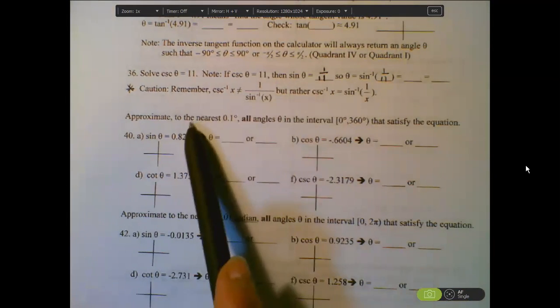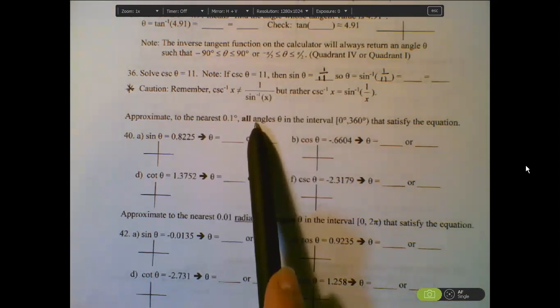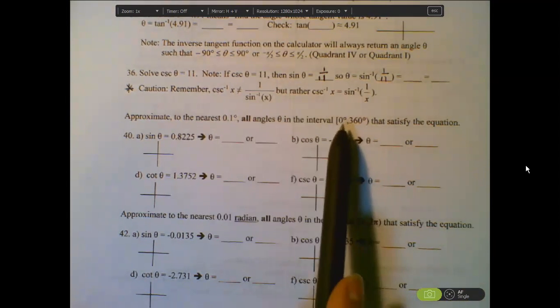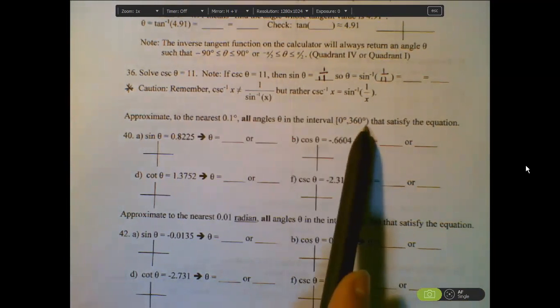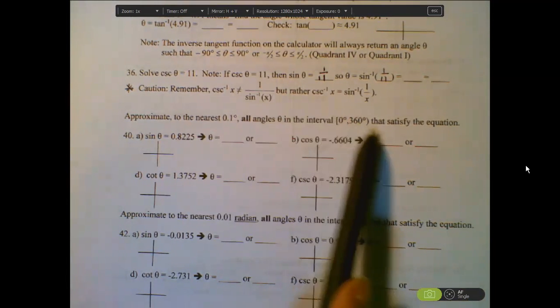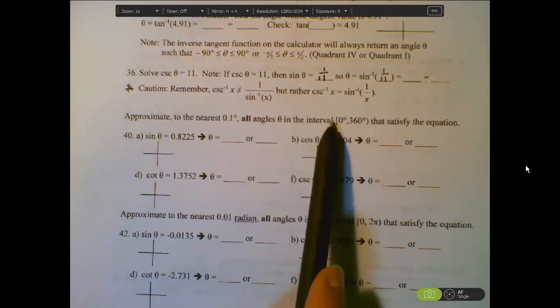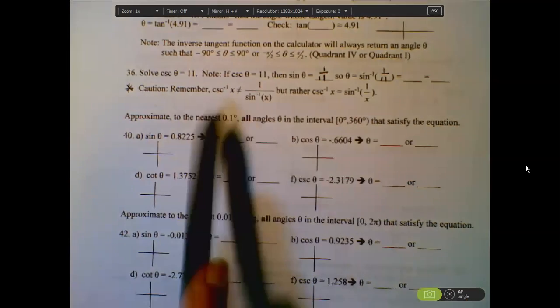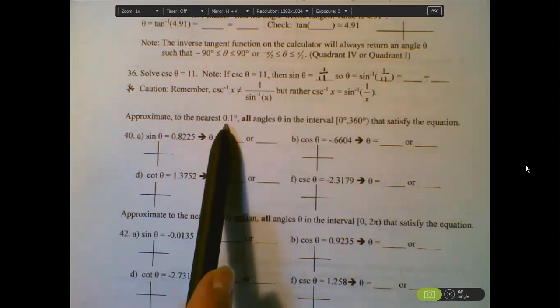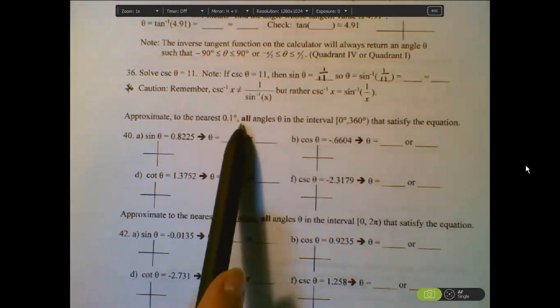We're looking for all of the angles theta in one revolution of the unit circle, including 0, but not including 360. So we're not going to list both of those as solutions. We could write 0 as a solution, but not 360. And we're going to express our angle to the nearest tenth of a degree.